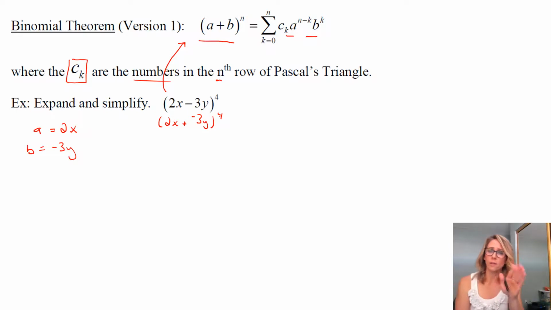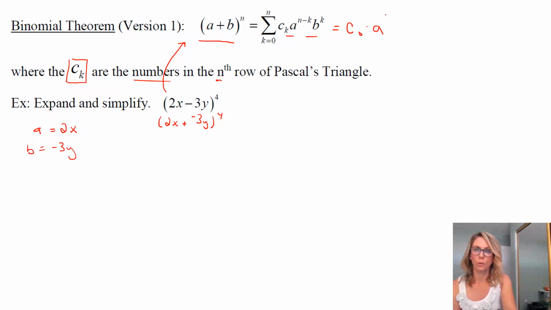Then we just follow this summation. Notice that it starts with k equals 0. So the first term that comes out of this, when k is 0, you get c sub 0 times a to the n times b to the 0. That's the first term when k equals 0.